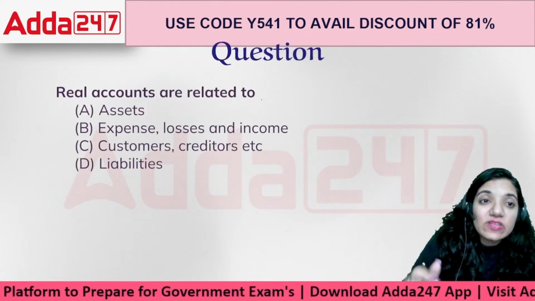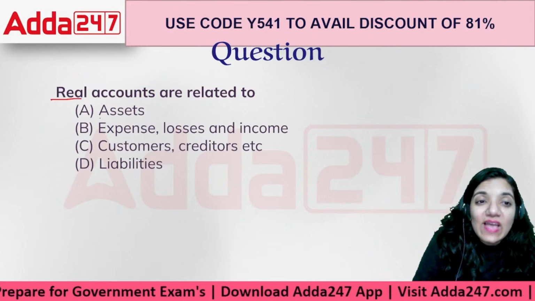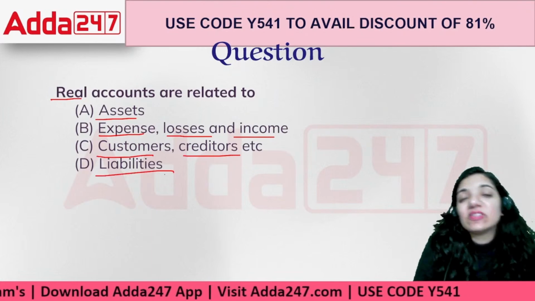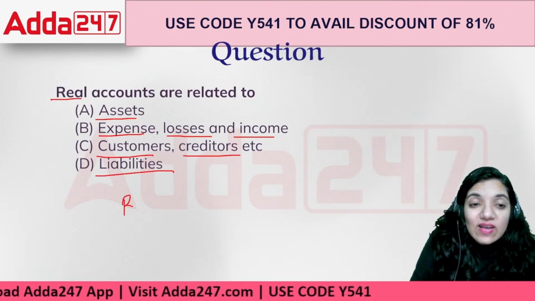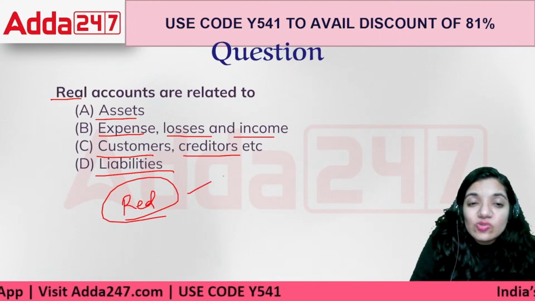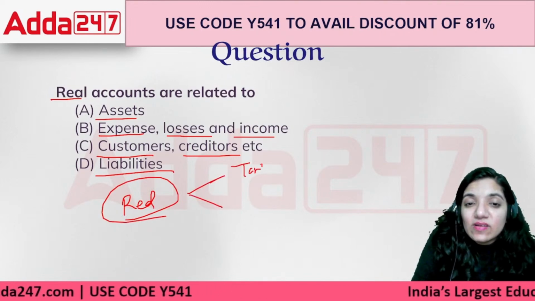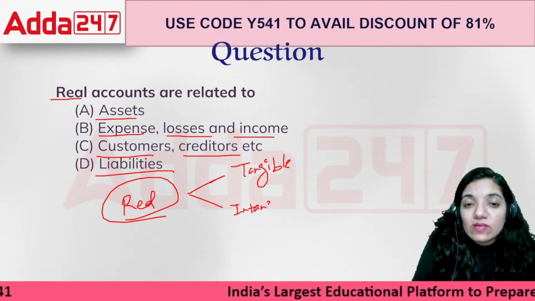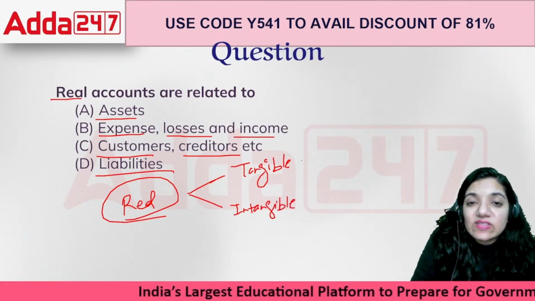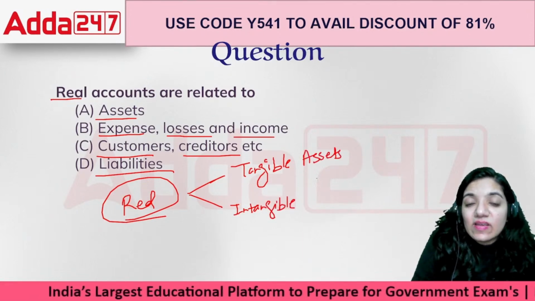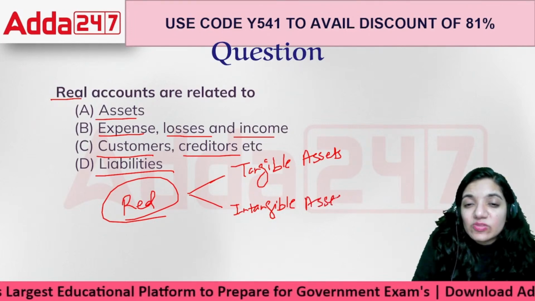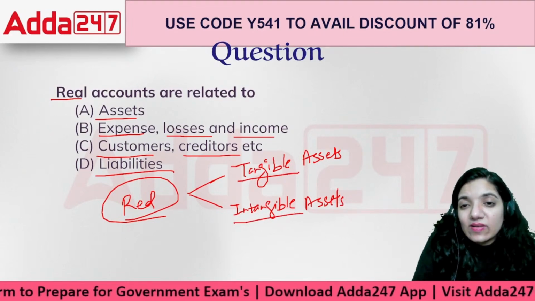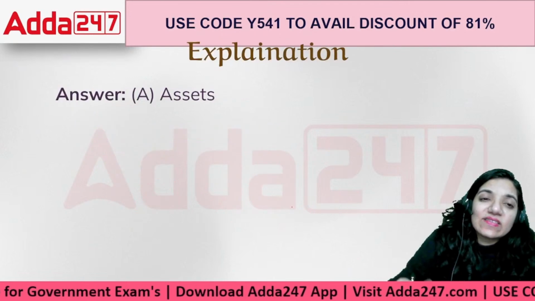Moving on to the next point: real accounts are related to assets, expenses, losses and incomes, customers, creditors or liabilities. As we just talked about, real accounts deal with purely two kinds of things: one is tangible and one is intangible. Real accounts deal with tangible assets and intangible assets. The assets which can be touched are called tangible, and those which cannot be touched are called intangible. So in this case, the correct answer is assets.